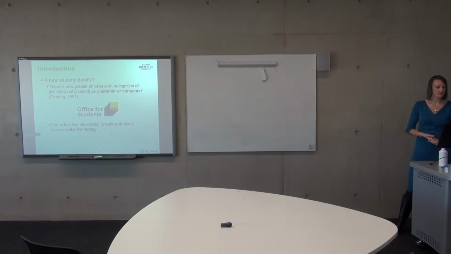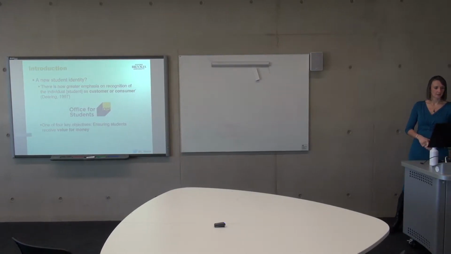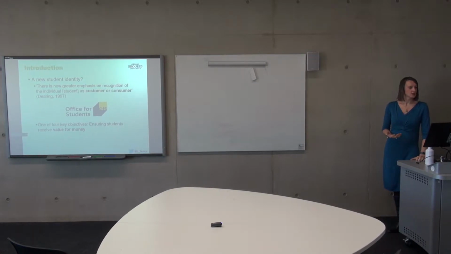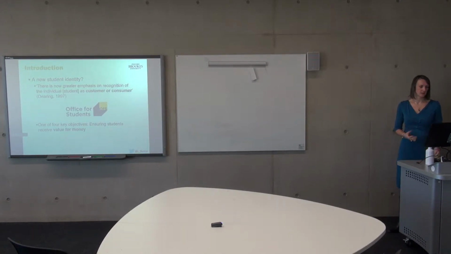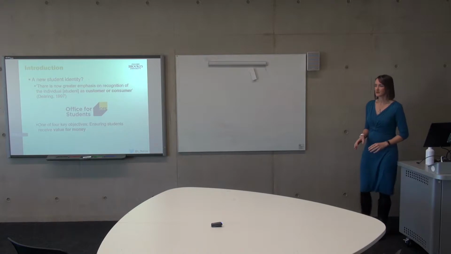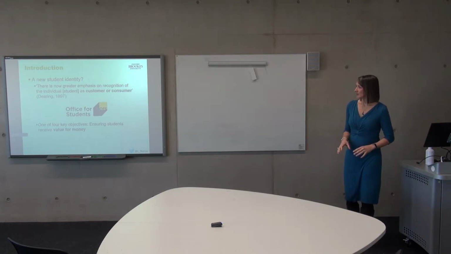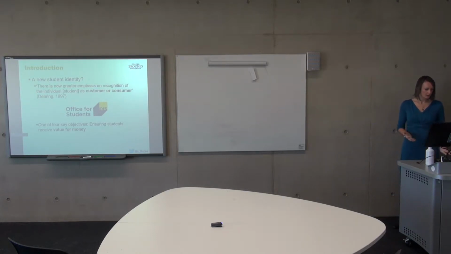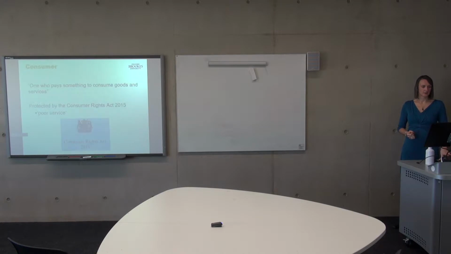So this raises the question of whether this has created a new student identity. In 1997, the Dearing report into higher education first used the label of students as customers or consumers, saying that there's now a greater emphasis on students in this way. And most recently, in the formation of the Office for Students, one of their 4 key objectives is ensuring students have value for money. So this really is an important part of now shaping a new student identity in this fee-paying environment.